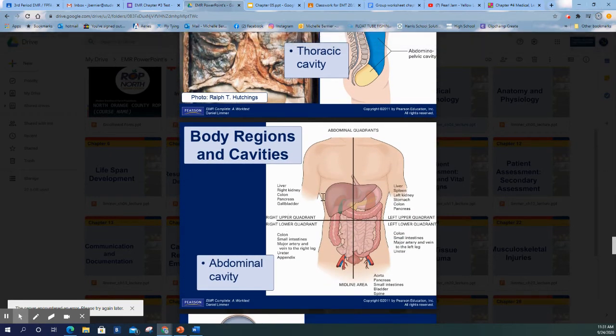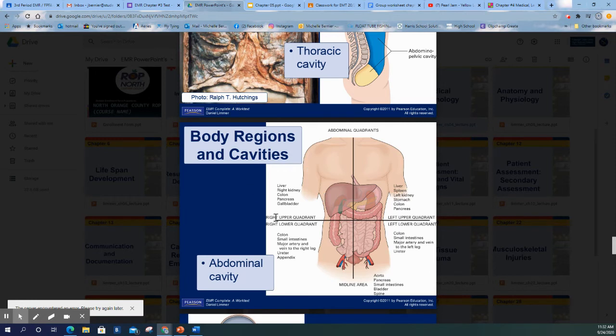Okay, abdominal cavity. You guys will be doing some work with this, maybe not necessarily today, but you will be doing some work on understanding the organs that exist within the abdominal cavity. There are some different things we need to understand here. We'll definitely get into this. But this shows you the abdominal cavity divided into 4 quadrants.